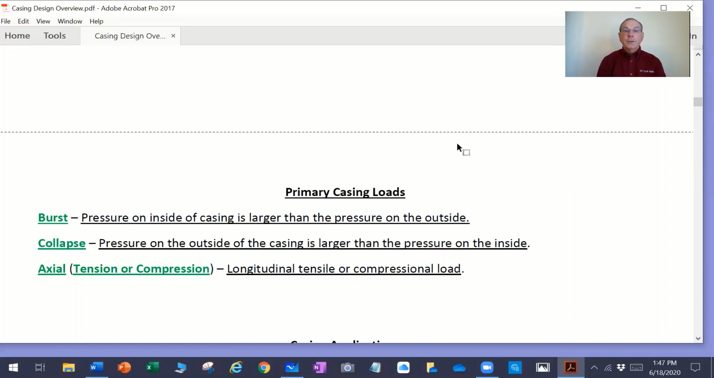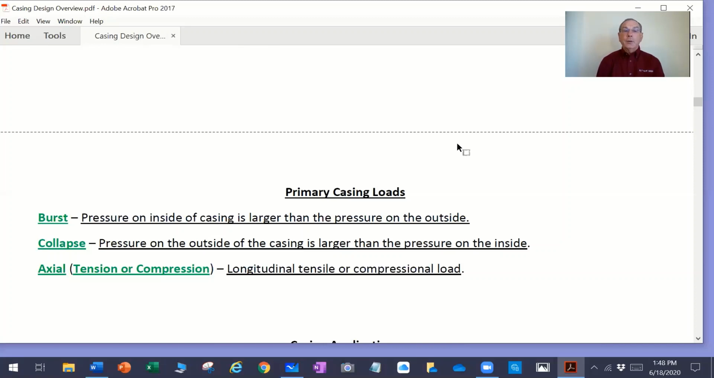Well, burst loads, it's simply the fact that the pressure on the inside of the casing is larger than the pressure on the outside. And then a collapse load is that the pressure on the outside of the casing is larger than the pressure on the inside. So in both of those cases, we're going to be talking about differential pressures. Which is the highest pressure, on the inside or the outside? If the highest pressure is on the inside, it's a burst condition. If the highest pressure is on the outside, then it's a collapse condition.